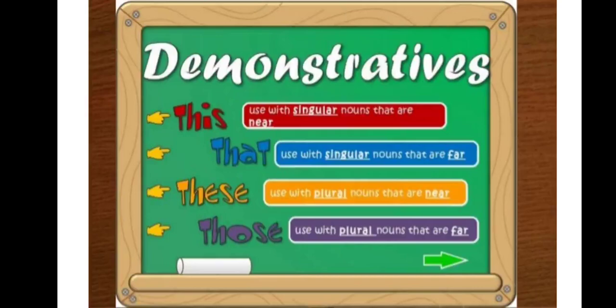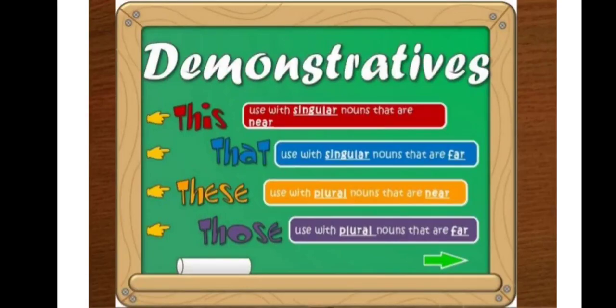Now the third one, these. This we use for singular nouns, and these we use for plural nouns. So these we use for plural nouns that are near. Same as in the case of this, we use these for plural nouns. And again, the fourth one and the last one, that is those. We use those for plural nouns, for things that are far from us.